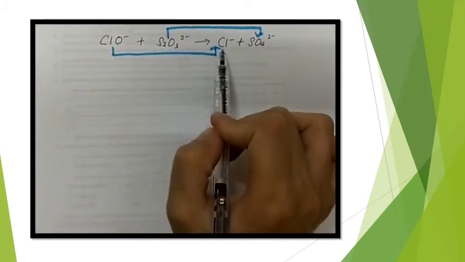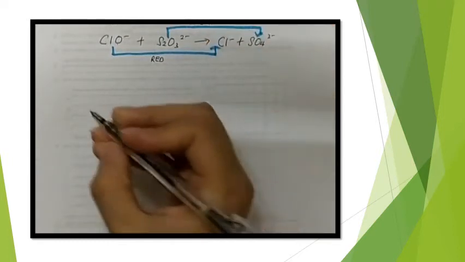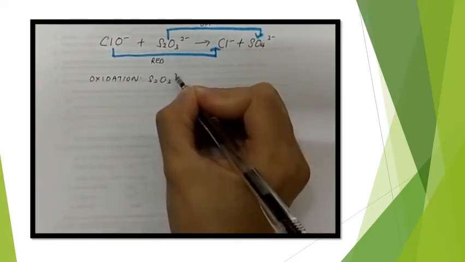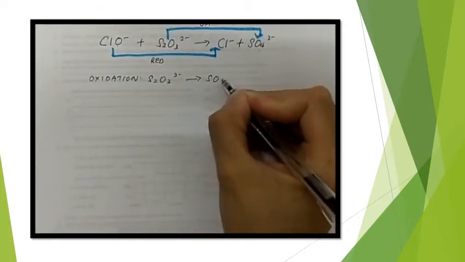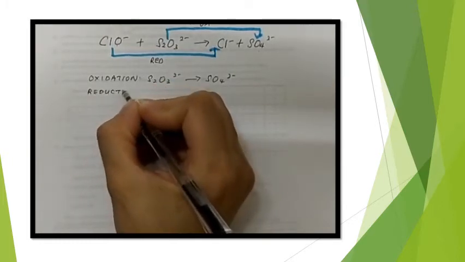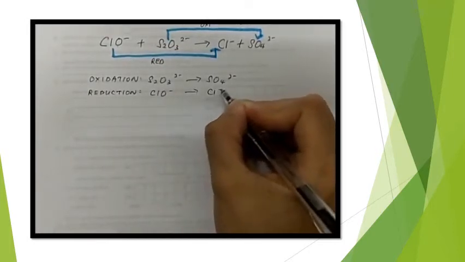Actually, for this case, I no need to calculate the oxidation number. I also can determine which one is reduction, which one is oxidation. I just refer to the number of oxygen. So here, no oxygen already, so this is reduction. And then you check this, 3 increase become 4 oxygen. So this one is oxidation. So now, oxidation: S2O3 2 negative become SO4 2 negative, and then reduction: ClO negative become Cl negative.